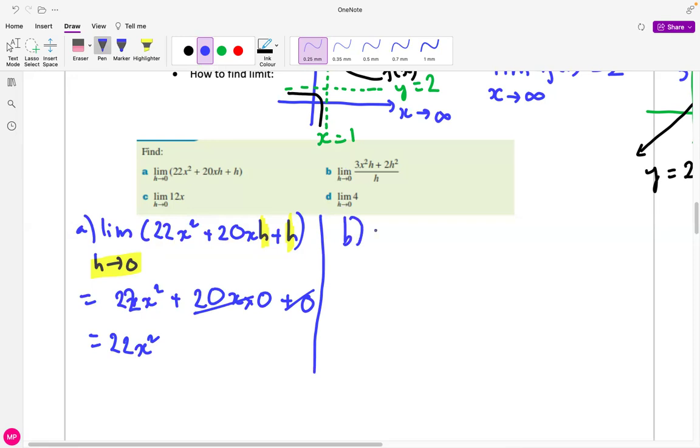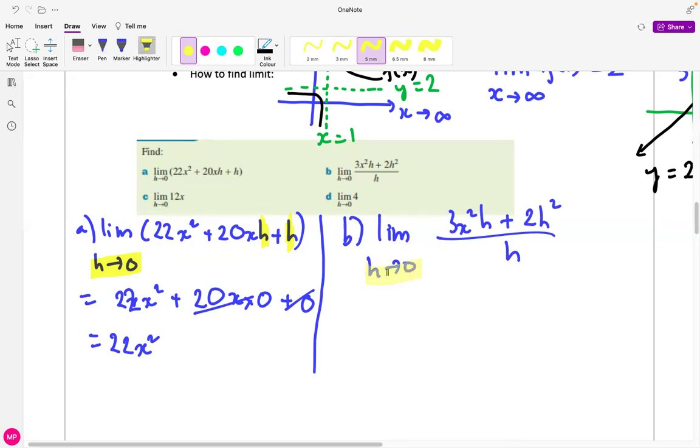For B, the limit as h approaches 0 of 3x squared h plus 2h squared over h. Before you substitute, if you substitute h equals 0 in here, you can see the denominator would be 0, and you can't have 0 as a denominator. It's undefined. So what do we do? We simplify first before we substitute in. So make sure you simplify. How do we simplify? We factorize the top, and then we can cancel the h out because they all have h.